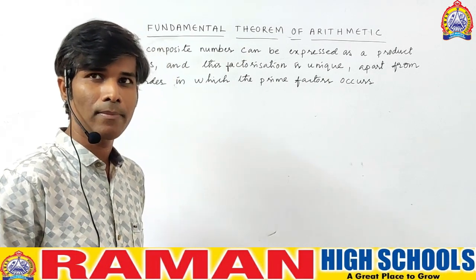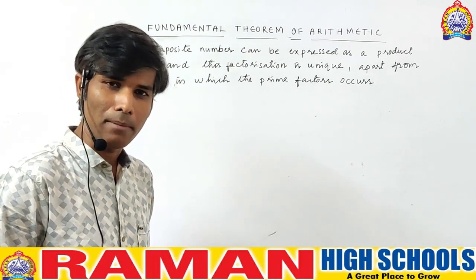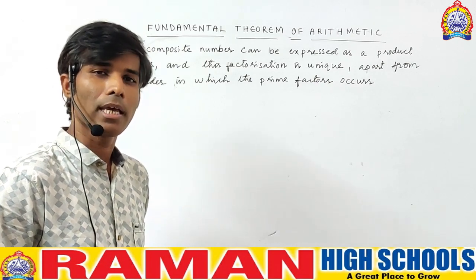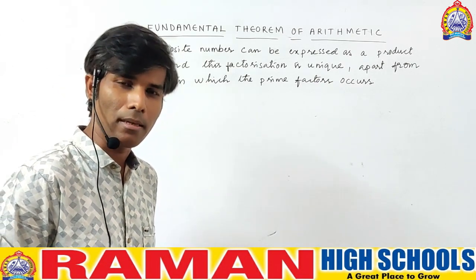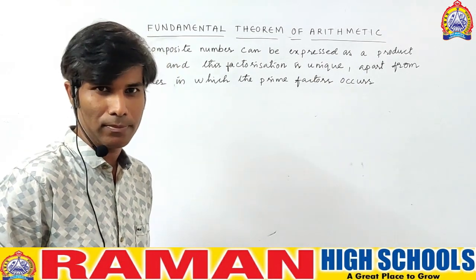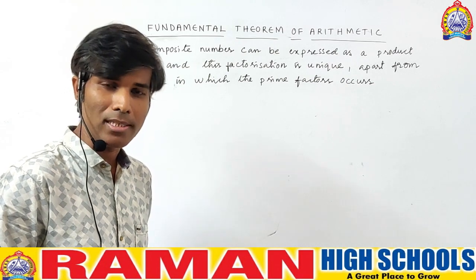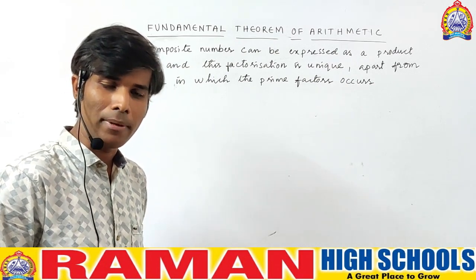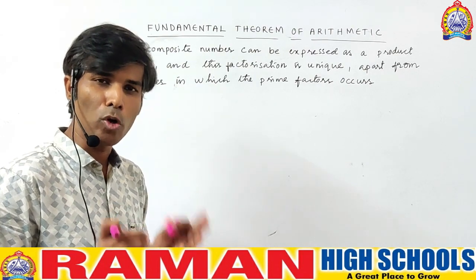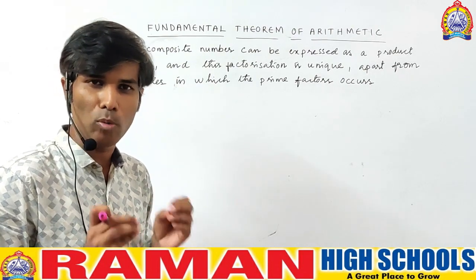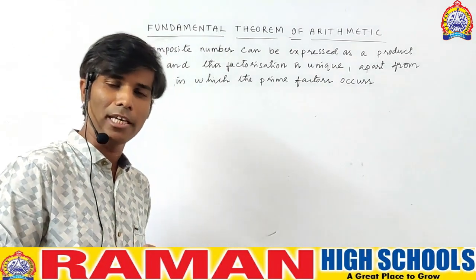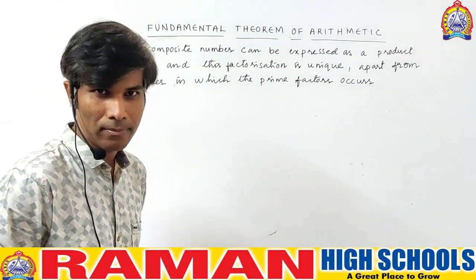Or you can say a prime number is a number with only two factors, and a composite number is a number which will have factors other than 1 and itself. Or you can say a composite number is a number with more than two factors. If a number has more than two factors, it is a composite number. I think you have this already from your previous classes.